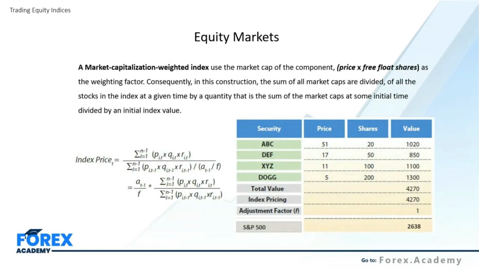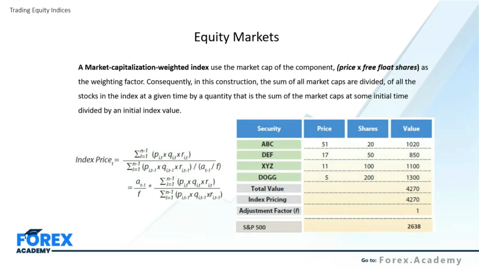Most indices across the world will use a market capitalization approach to pricing. A market capitalization weighted index uses the market cap of the component, that's price times the free float shares, or the amount of floating shares out there in the world, as the weighting factor. Consequently, in this construction, the sum of all market caps of all the stocks in the index at any given time is divided by a quantity that is the sum of the market caps at some initial time divided by an initial index value. So that is quite a complicated description, and quite a complicated mathematical function to derive the price of an equity.